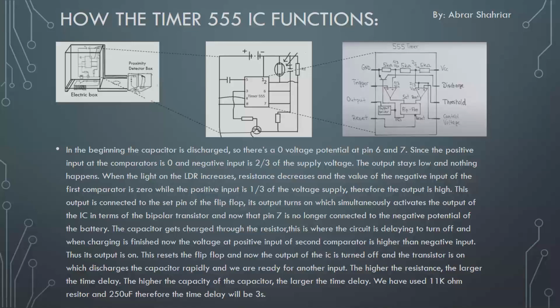And we have used an 11k ohm resistor and a 250 microfarad capacitor. Therefore, the time delay will be 3 seconds, which is given by the formula T equals 1.1 times capacitor 1 times resistance 1. This was in short a detailed demonstration of our project, the automatic sanitizer dispenser. Thank you.